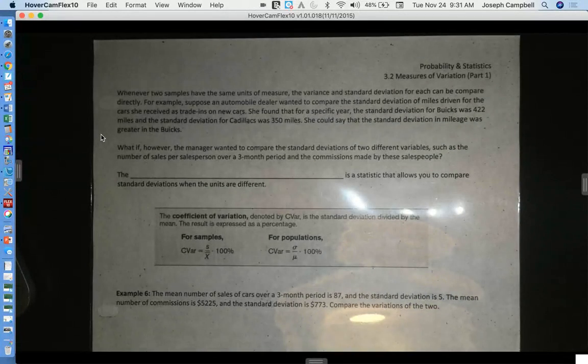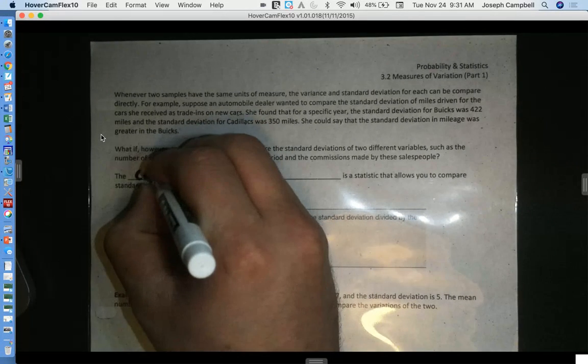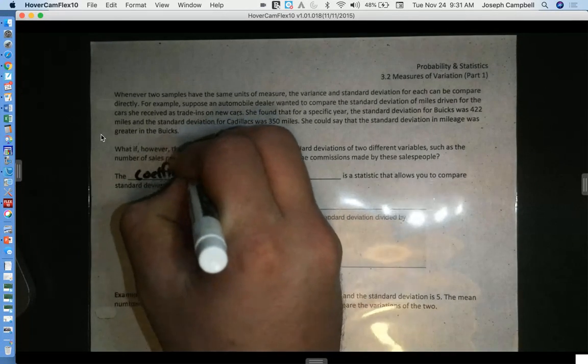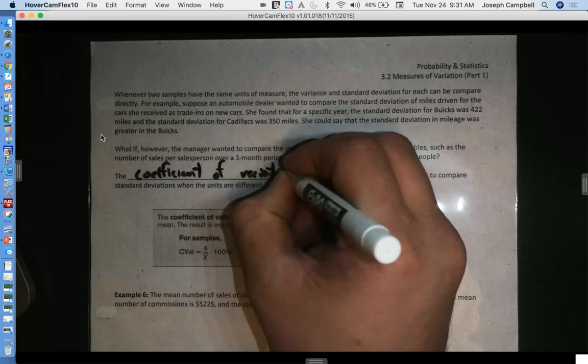There is a way to deal with this, though. It is called the coefficient of variation. That's a way to put that variance number on an equal playing field, so that they're all comparable. It's a statistic that allows you to compare standard deviations when the units are different.